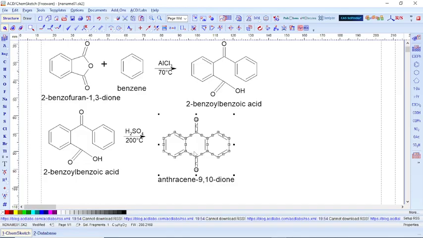Those who are good with chemistry will say, okay, let's start calculating the limiting reagent and the excess reagent. Am I right? Yeah. So we say, okay, let's start calculating the limiting reagent and the excess reagent.